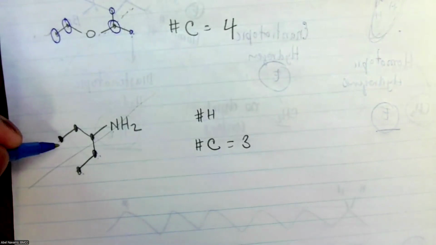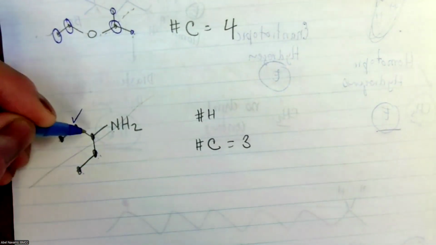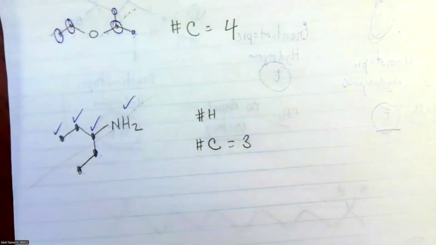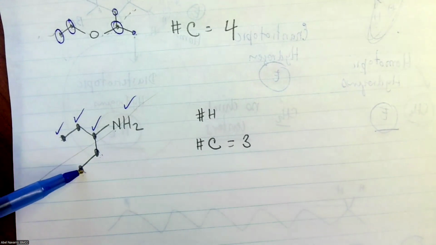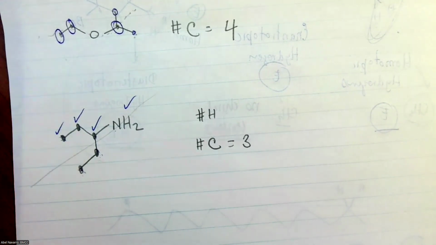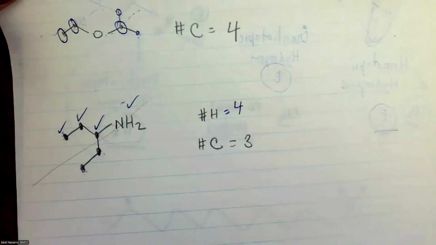For hydrogens, you have 1 type of hydrogen, 2 types of hydrogen, 3 types of hydrogen, 4 types of hydrogen. What about these guys? Well, this is the reflection of this. This is the reflection of this, so they don't count. 1, 2, 3, 4. 4 carbons, 4 hydrogens.